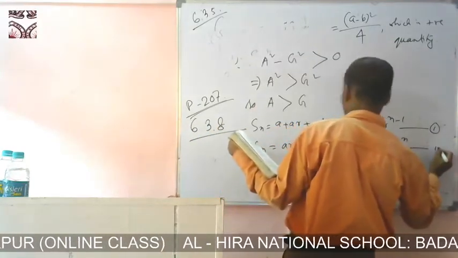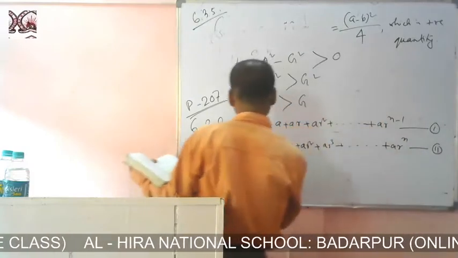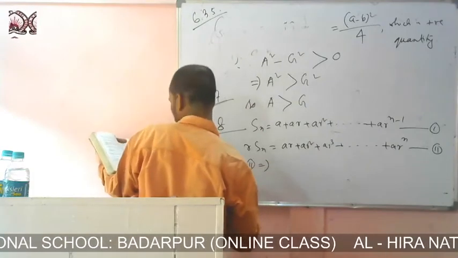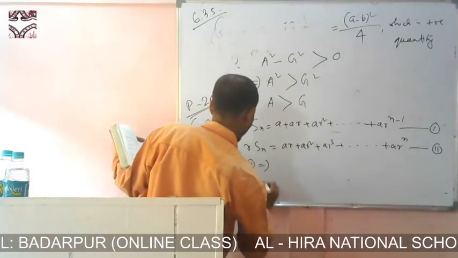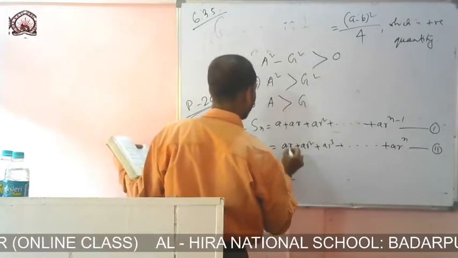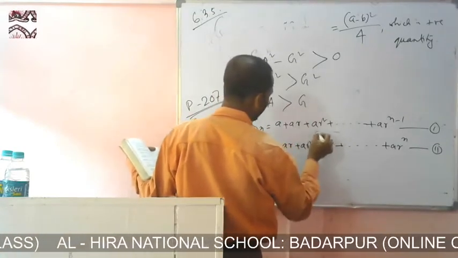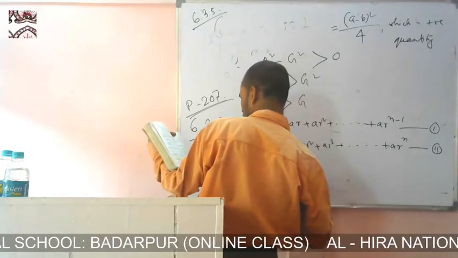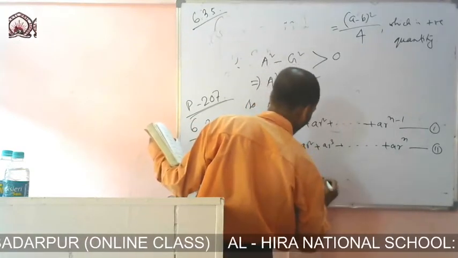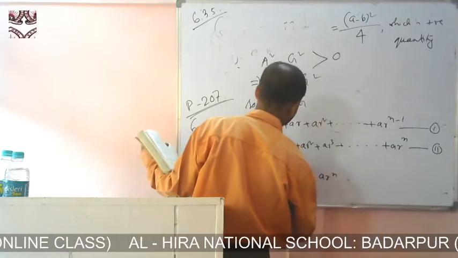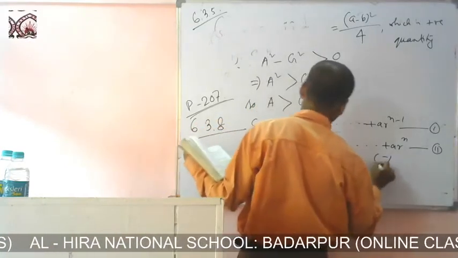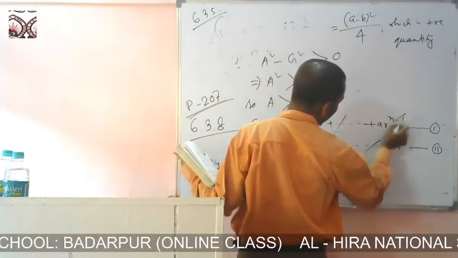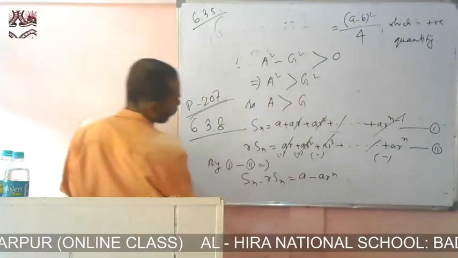Now subtracting equation 2 from equation 1 gives Sn minus r into Sn. You see, ar cancels, ar square will be cancelled, and the first term will be a, and the last will be minus ar to the power n, because this will be minus. So ar cancels, ar square cancels, this cancels and that cancels. Then this will be r into Sn.